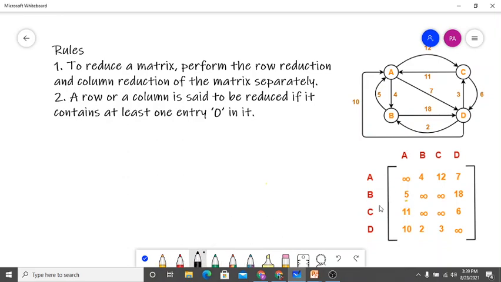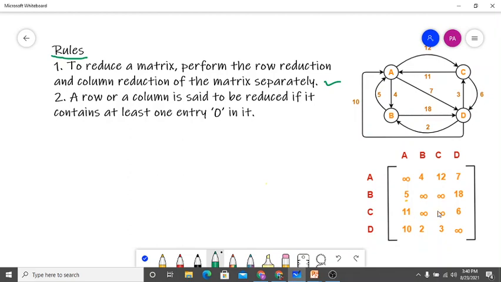So like this, whatever is in the graph, we have completed in the matrix: A to C is 12, then A to D is 7. According to this graph we make a matrix. Now for solving with the branch and bound technique, we need to follow some rules mentioned in the problem. Here, first thing, to reduce a matrix, perform the row reduction and column reduction of the matrix separately.